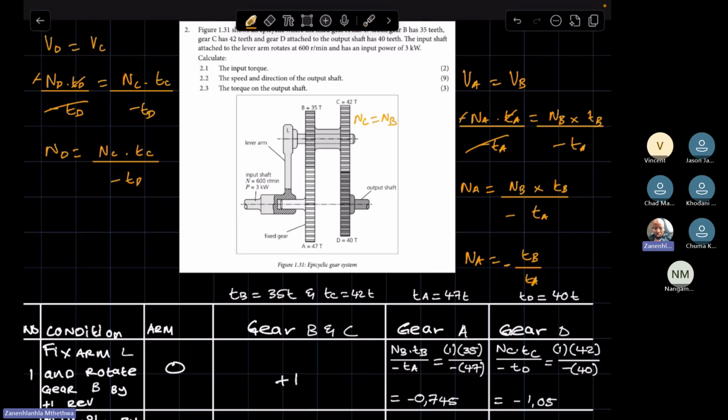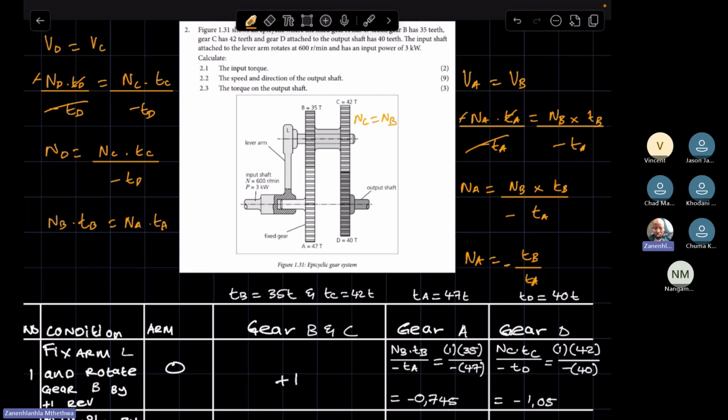How do we do that? We look at gear B. Gear B is meshing with A. So the relationship between A and B is NB times TB is equal to NA times TA.